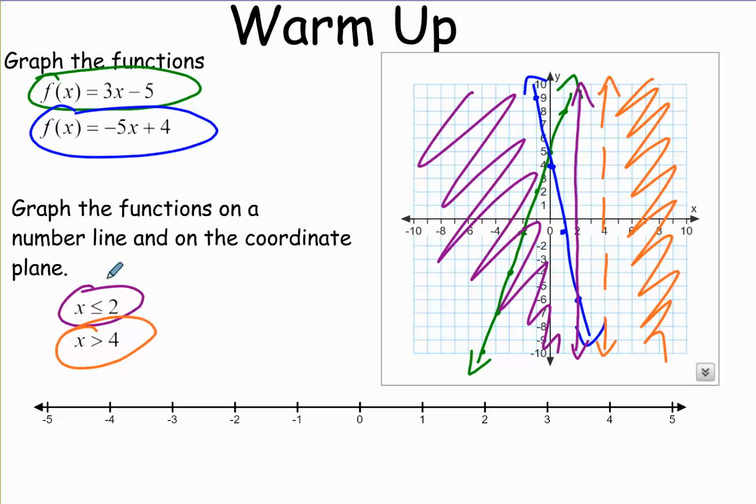Back to our purple one. On the number line, remember that's going to be a closed circle, and less than goes to the left. Notice how we had a closed circle, that means a solid line, and we shaded on the left. Closed circle going to the left. And our orange one, open circle, and we're going to the right. Notice on our coordinate graph we had a dashed line, and we shaded on the right.